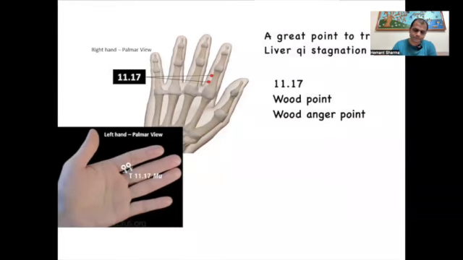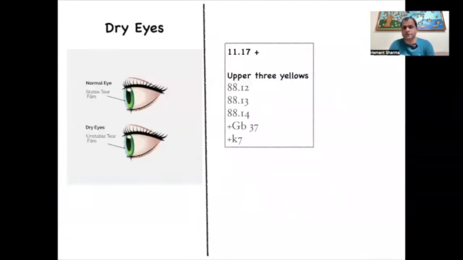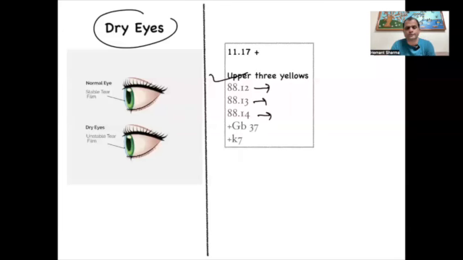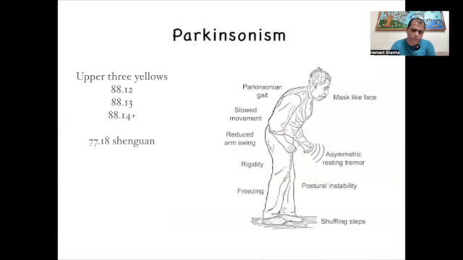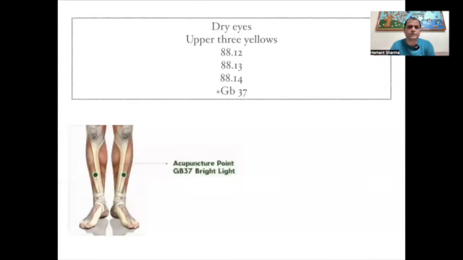In this way, if the person is suffering with dry eyes, dryness of the eyes, right? Dry eye is a very challenging problem. And yesterday I discussed with you, if the person is having dry eyes, we can use upper three yellows, meaning 88.12, 13, and 14, and gallbladder 37 and kidney 7. This I discussed yesterday.